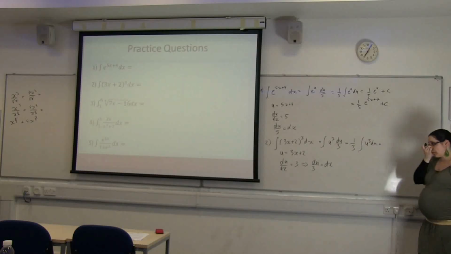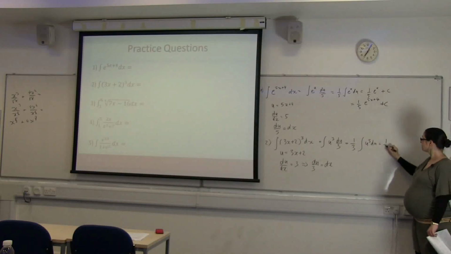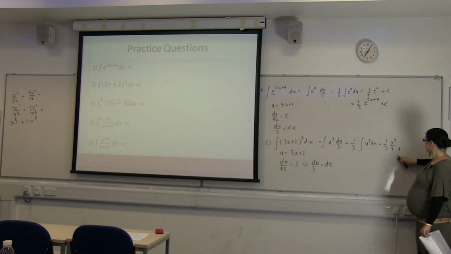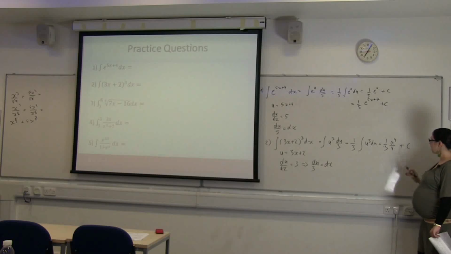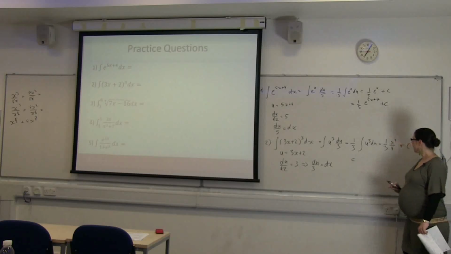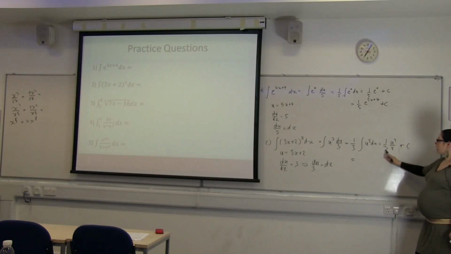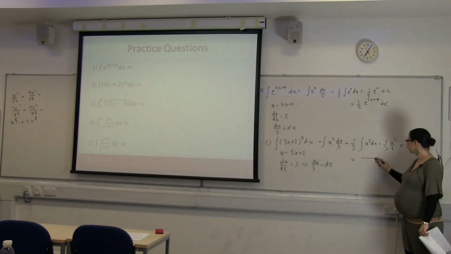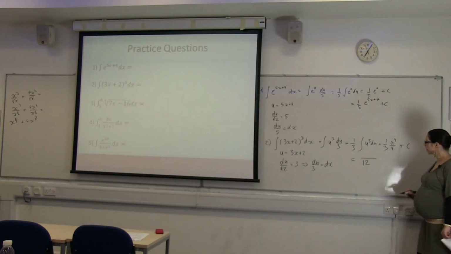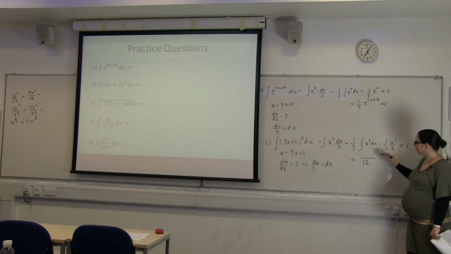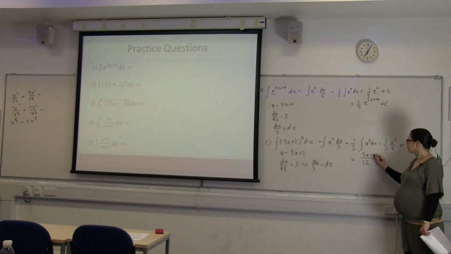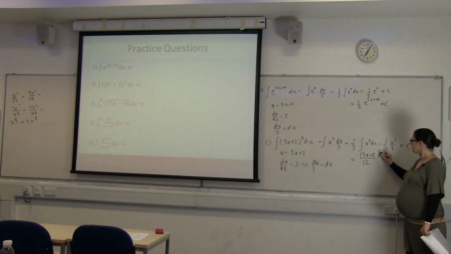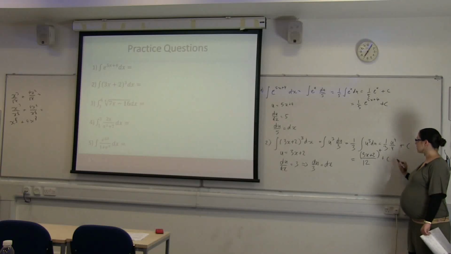And what's the integral of u cubed? u to the 4 over 4, plus c. So 1 over 3 times u to the 4 over 4. So in the denominator I've got two numbers that I need to multiply together. So that's going to give me 12, 3 times 4. And u is 3x plus 2, to the power of 4, plus c.